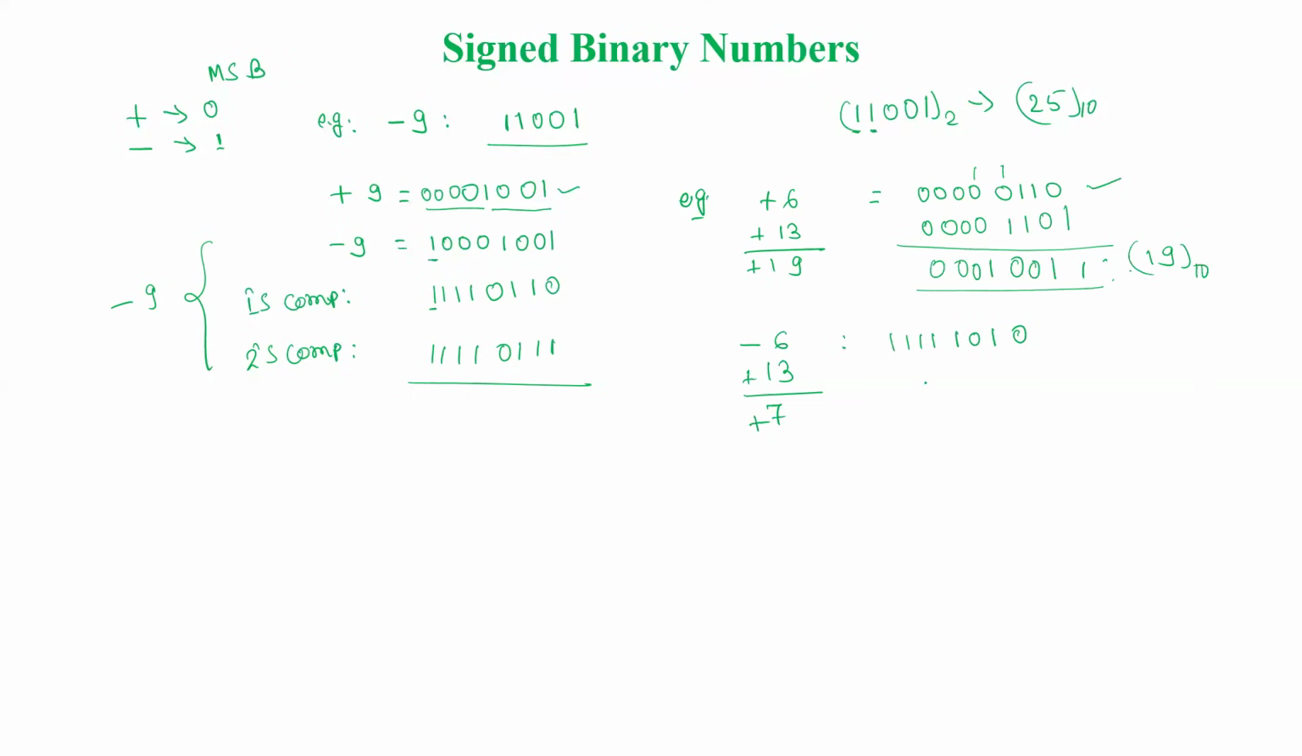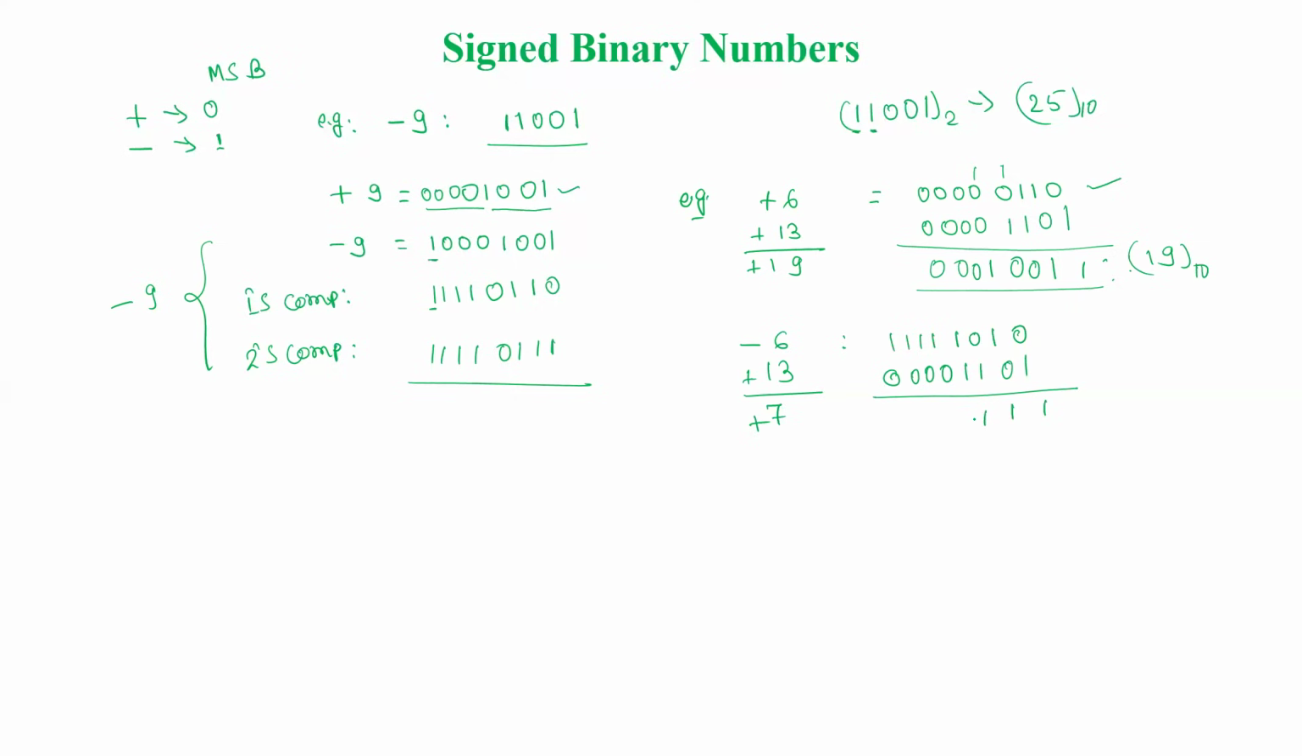This is the 2's complement of 6 here. Since we have negative 6, for the negative number we have to take the 2's complement. And 13 we'll write as it is, since it is the positive number. Okay, so now we'll perform the addition operation.